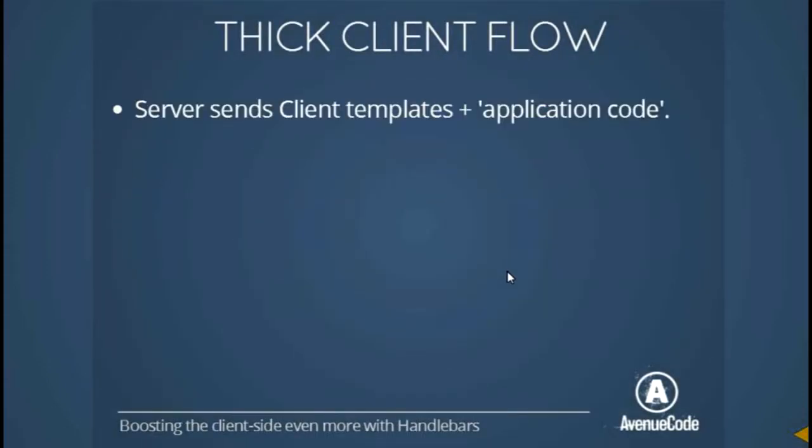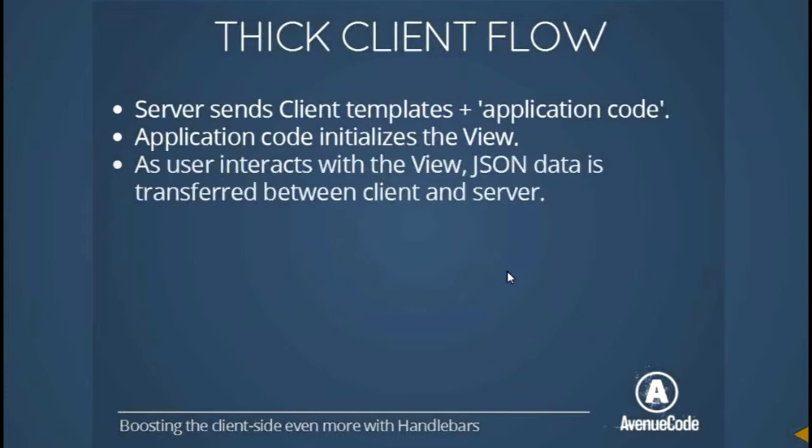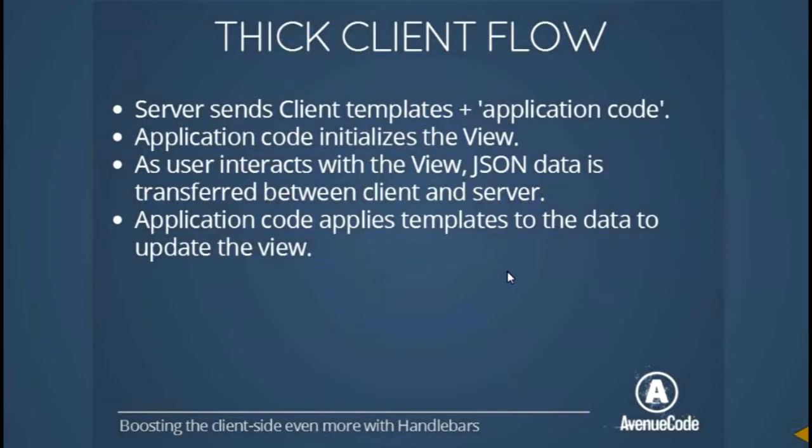And this is the basic flow. The server sends the client the application and the templates, and the application in the browser will initialize the view. After that, as the user interacts with your page, JSON will be sent from the server, and the application code will apply this data to your template, and then update the view.